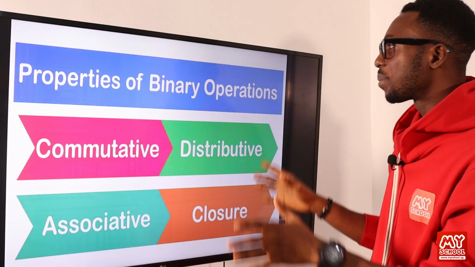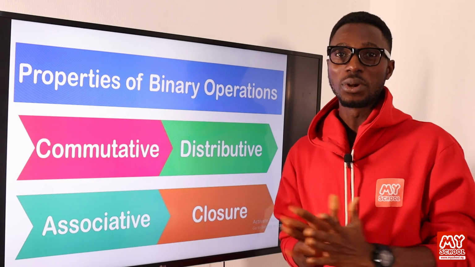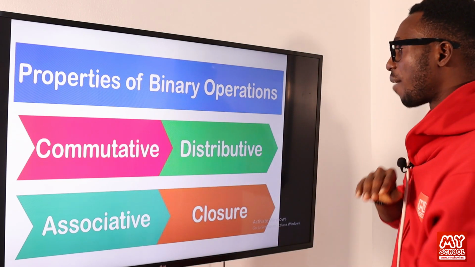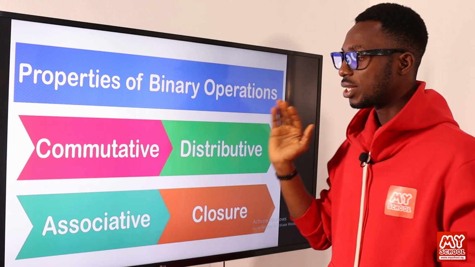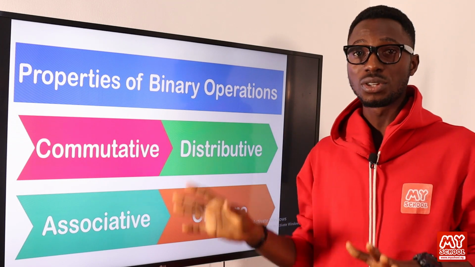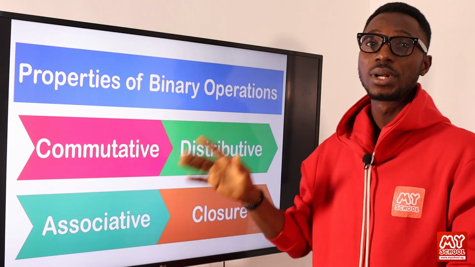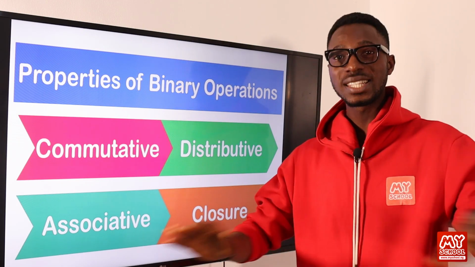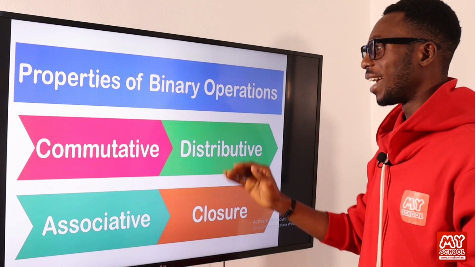So we have some properties of binary operations. Some of them are listed here. We have the commutative property, the distributive property, the associative property, and the closure property. We have other operations that we're going to consider, like the operators addition, subtraction, multiplication, and division, at least for basic arithmetic. So let's move on to the next slide.